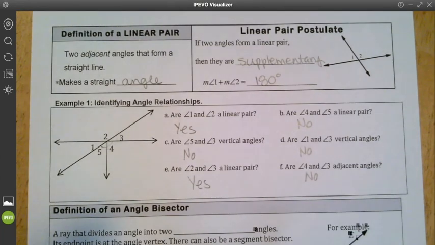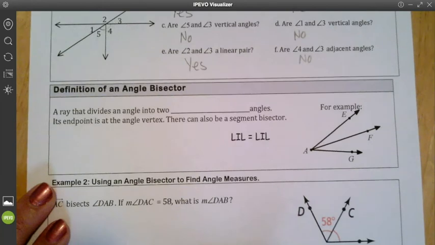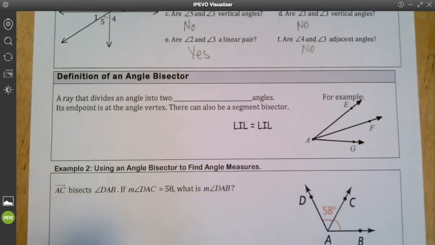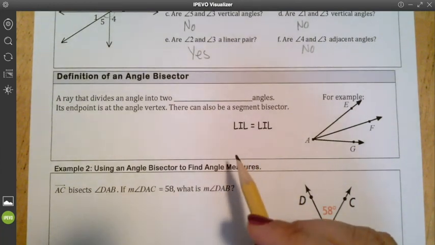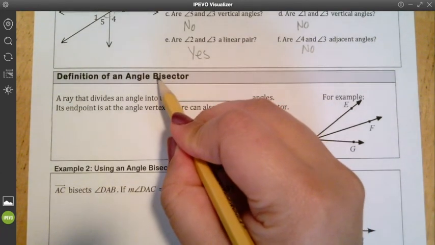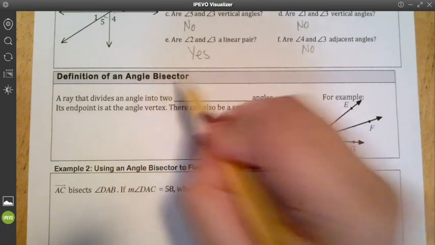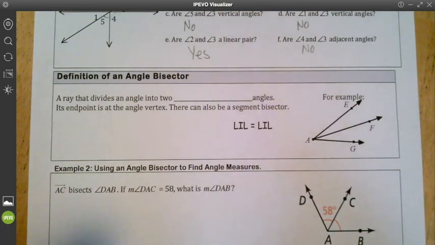Our next definition that we want to look at is an angle bisector. Now the reason we're looking at all of these special angles and their relationships is because we're building up to be able to find additional properties. Okay, so we want to define an angle bisector very similar to a segment bisector. Bisector still means to cut in half. Cuts it exactly into two equal pieces.